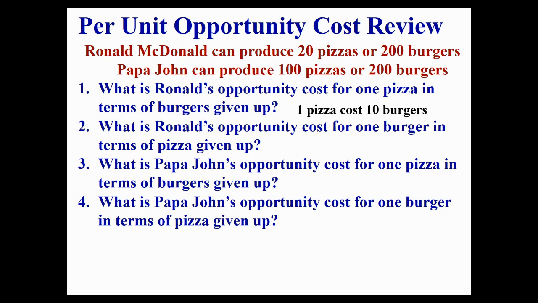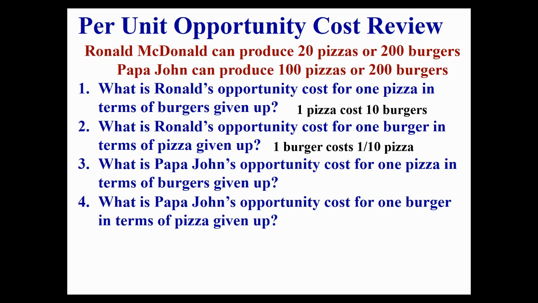Then it says for Ronald McDonald, what's his opportunity cost for one burger in terms of pizza? Okay, this is output, right? We're talking about output here. And so all we have to do, once we have that one pizza costs 10 burgers, because all we did was reduce it down to one, 20 to 200, a ratio, 20 to 200 burgers. So we reduce it down to one, and that's where we got the 10 burgers. So we would just do the inverse. So the inverse of that would be one burger costs 1/10 of a pizza.